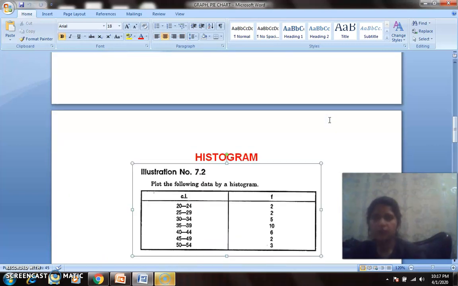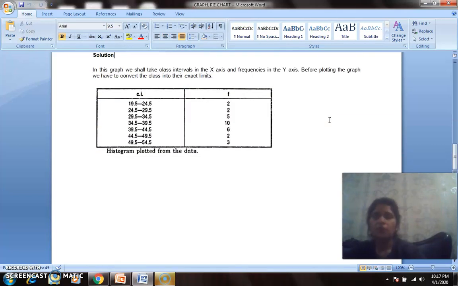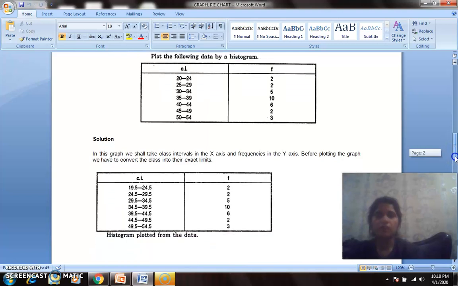This is a histogram. The question is: plot the following data by a histogram. These are the class intervals, 20 to 24, 25 to 29, 30 to 34, 35 to 39, and this is the frequency, 2, 5, 10. So in this graph we shall take class intervals on the x-axis and frequencies on the y-axis.